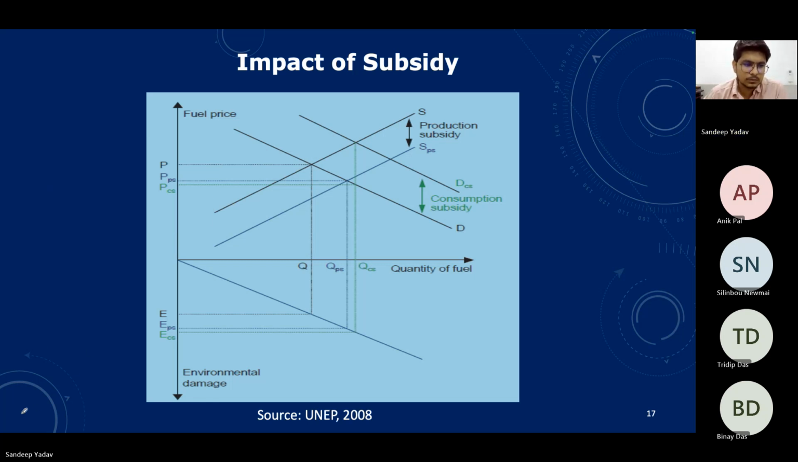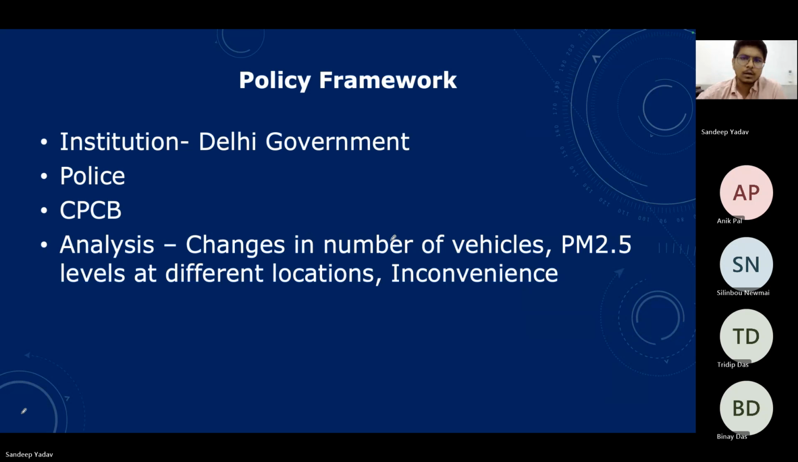So this was the original graph. If we change the production subsidy from this, then we can see this graph will change to this one, and the overall things are going to change. So there are a few example studies to study this topic. One is the policy framework.